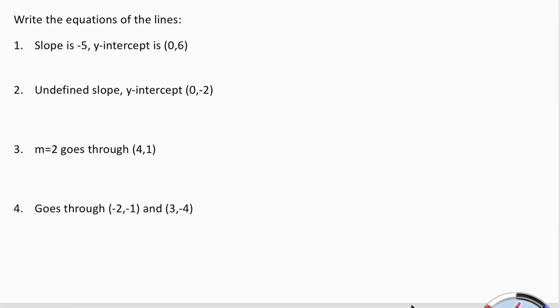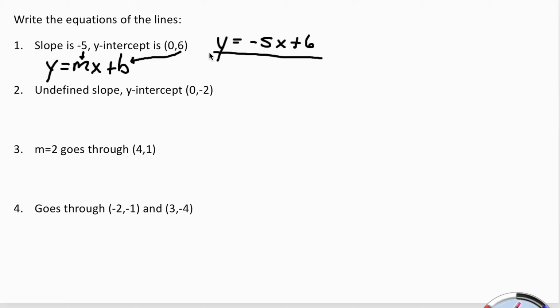So let's look at how we would write the equations of lines given various pieces of information. If your slope is -5 and the y-intercept is (0, 6), well, I've got the slope and the y-intercept, and I have memorized this formula. So all I have to do is plug the slope in right here, and the y-intercept, that non-zero number, in right there. So y equals -5x plus 6, and I'm done.